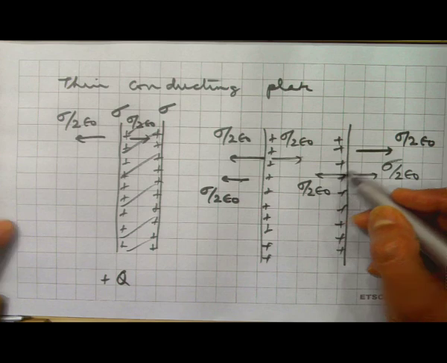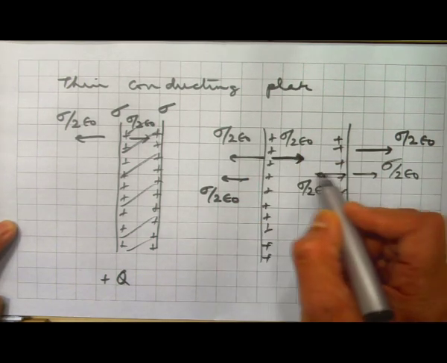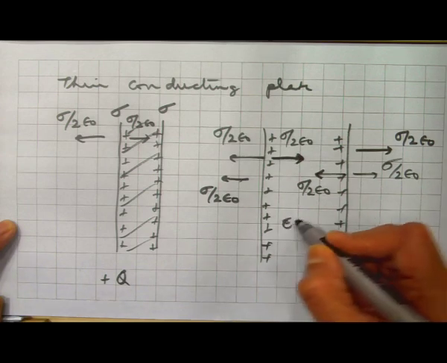So, what is going to happen inside? You see here that this sigma by 2 epsilon 0 produced by this surface charge density and this sigma by 2 epsilon 0 produced by this surface charge density are exactly equal and opposite to each other, cancelling off and producing electric field equal to 0 inside the conductor.